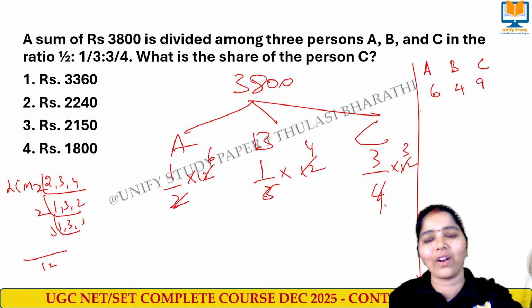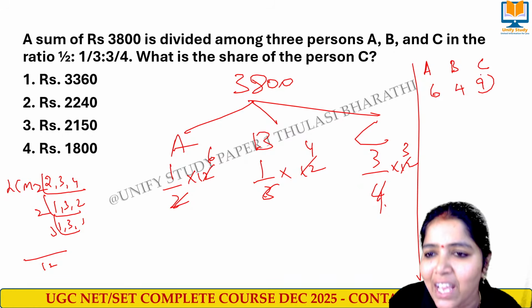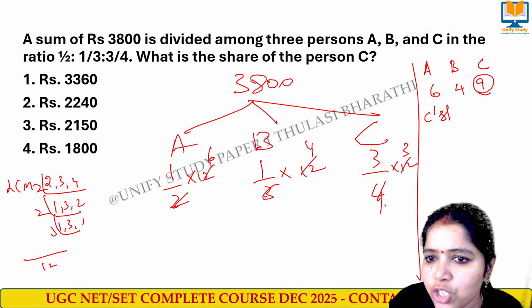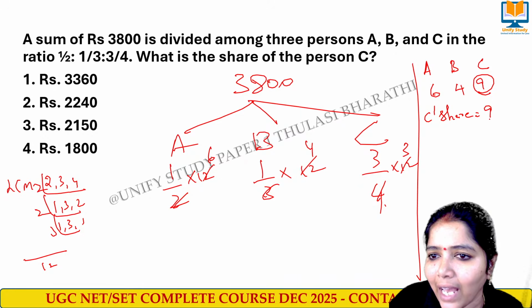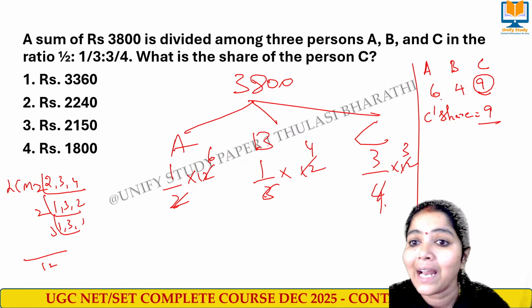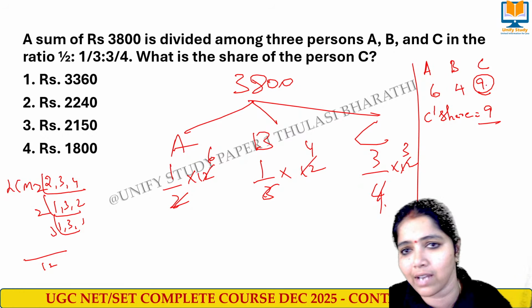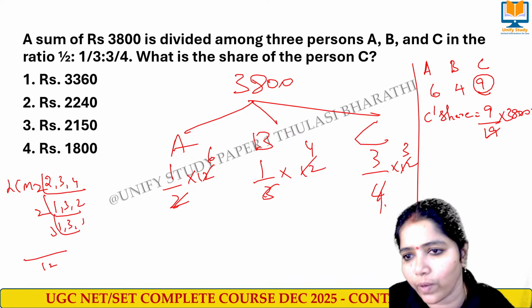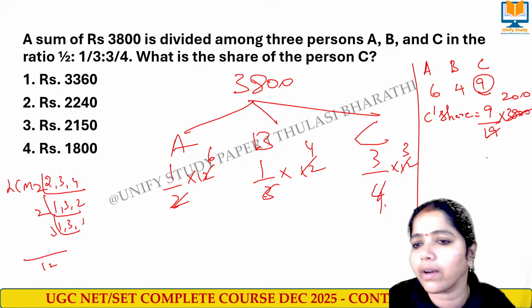What have they asked for? They have asked for the share of the person C. Very simple. C's share is 9 divided by the total share. What is the total? 6 plus 4 is 10, 10 plus 9 is 19, into 3,800. So when I divide, I'll get 200, so that is equivalent to 1,800.